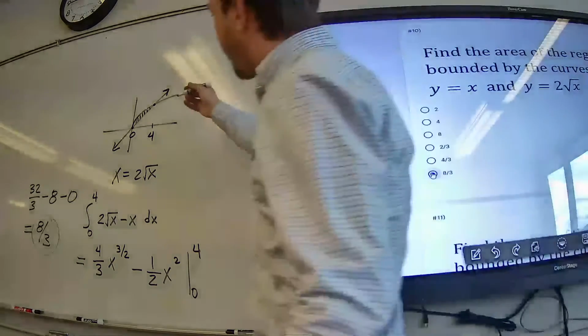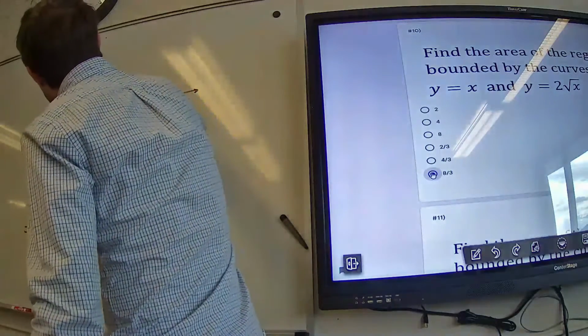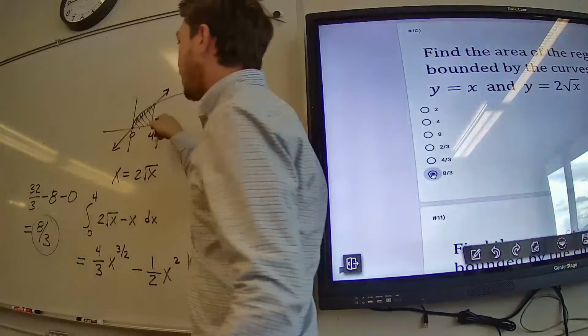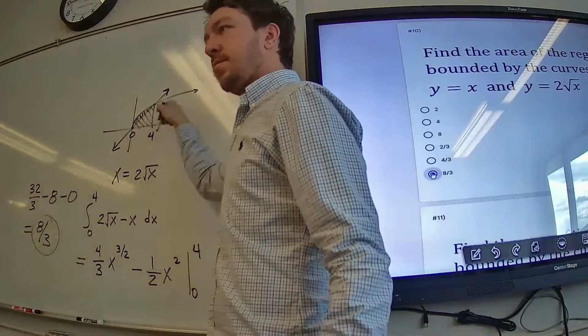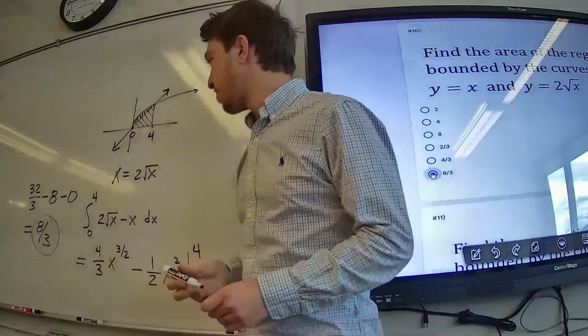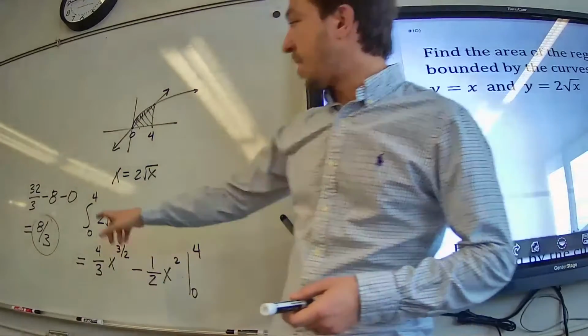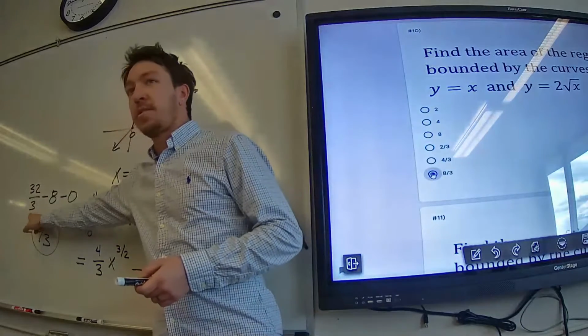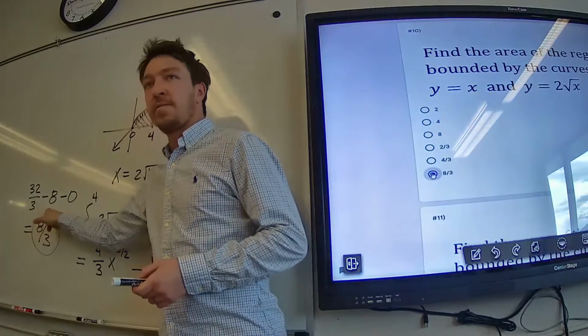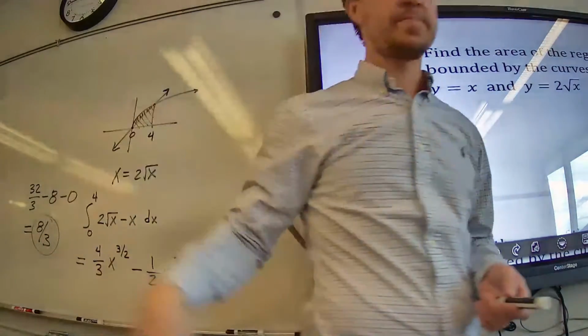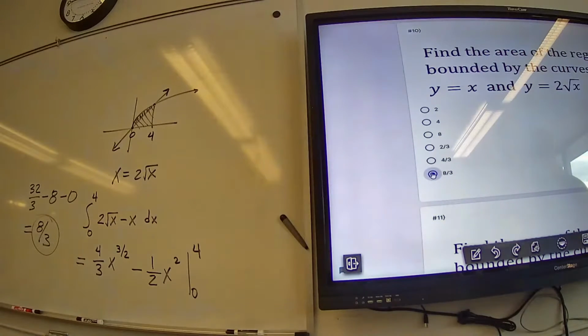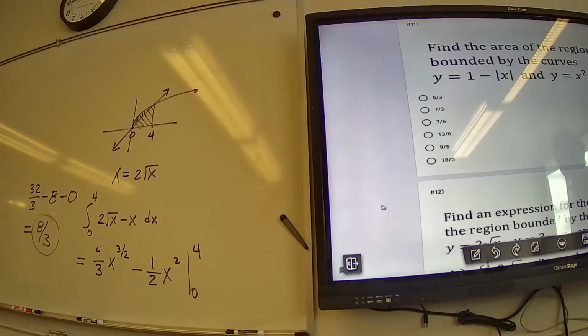Could you have just done the area under the square root curve and then subtracted the triangle? Sure. In fact, that's kind of what this is. This is the area under the square root curve, and this is the triangle. It's a 4x4 triangle, so 8. Yes. Okay. No questions?